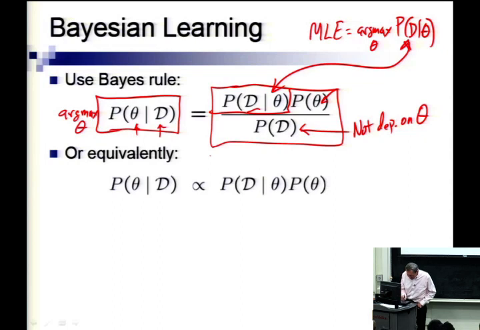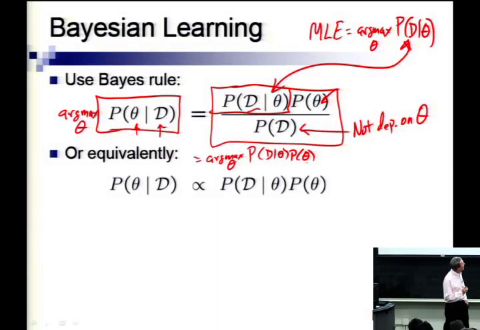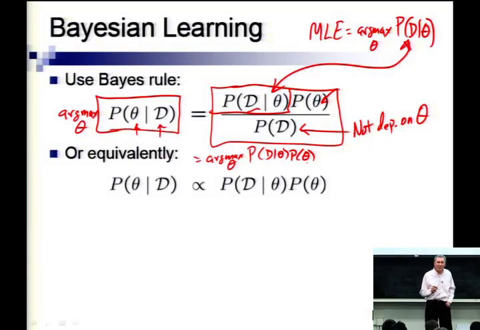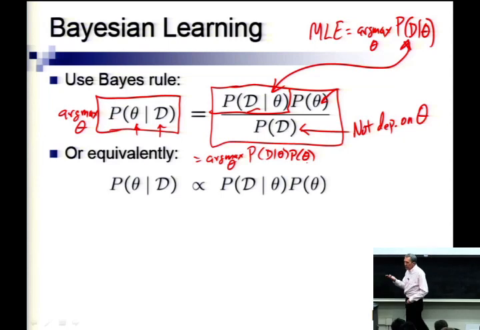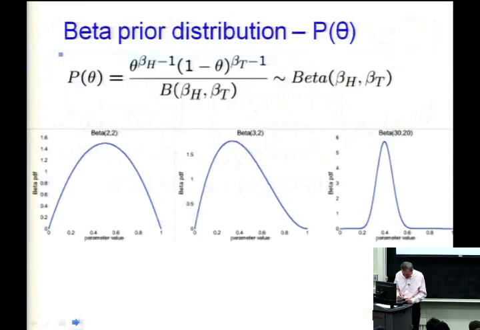And so the argmax of this equals the argmax of just the numerator. All right? So method number 2, MAP estimates, maximum a posteriori probability estimates for theta.